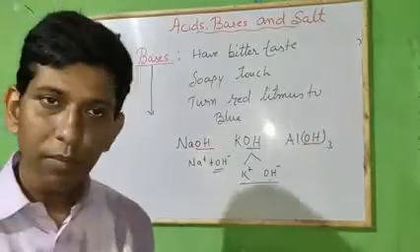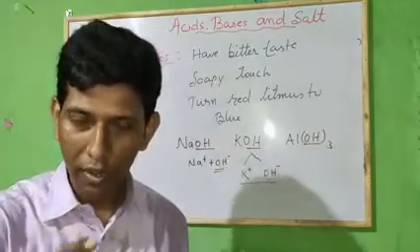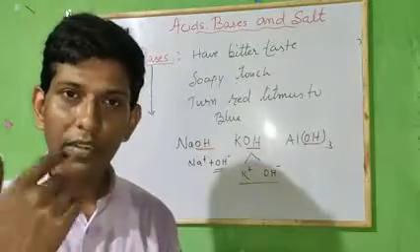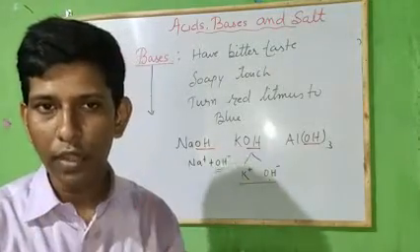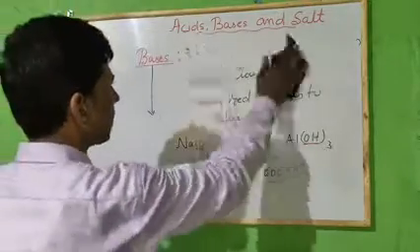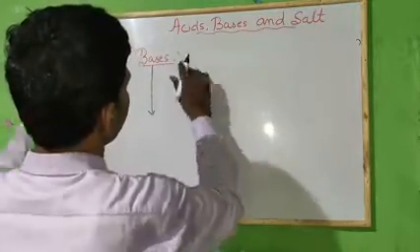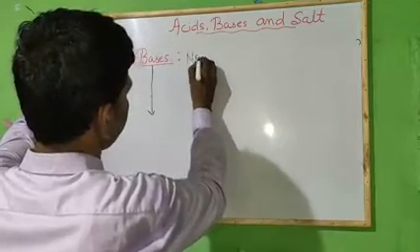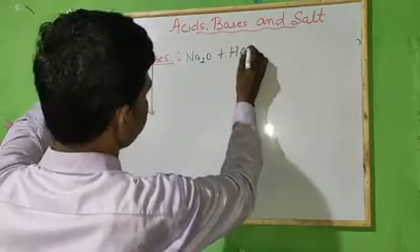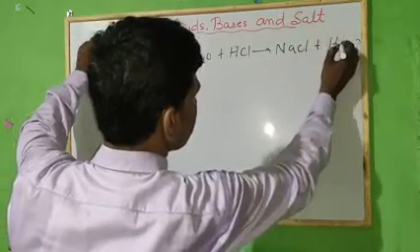Now one more thing about bases, we have to know that bases are oxides of metal or hydroxides of metal. And when this oxide of metal or hydroxide of metal reacts with an acid, there will be formation of salt and water. So I am writing some equations to make you clear about bases. Try to understand. See, sodium oxide, that is a metallic oxide, when it reacts with acid, there will be formation of salt plus water.